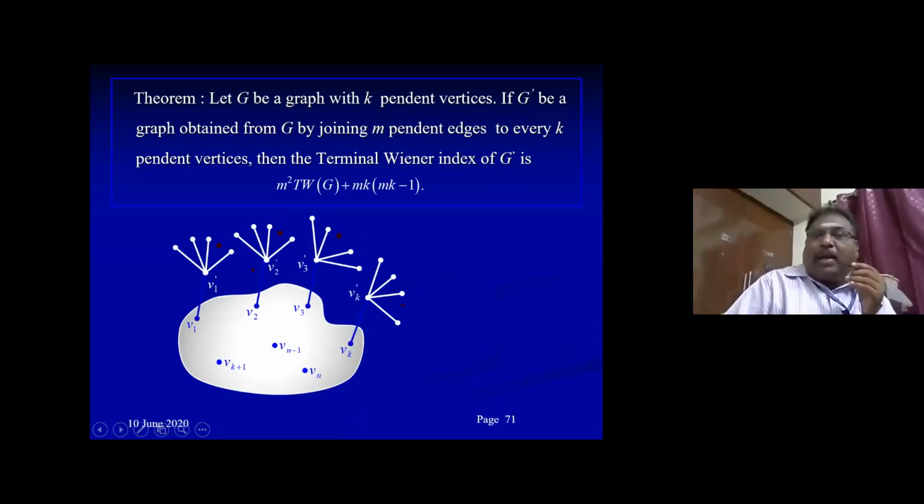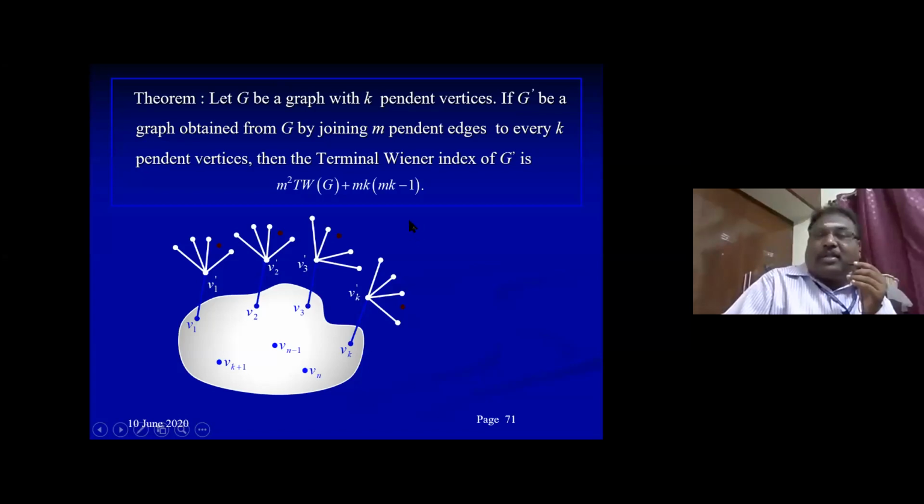Next. I have a graph with k pendant vertices and then prepare a new graph joining m pendant edges to each of the k pendant vertices. These are the 1, 2, 3 k pendants. I am joining m pendant vertices to each one. It looks like your corona here. Here v1, v2, v3. In later stages, in graph theory we also have the corona product of two graphs. I'll come to those concepts later if time permits. So here I have 1, 2, 3, 4, 1, 2, 3, 4, 1, 2. Everywhere I put 4 in this figure. So 4 pendant vertices for each pendant vertex. So what is the result?